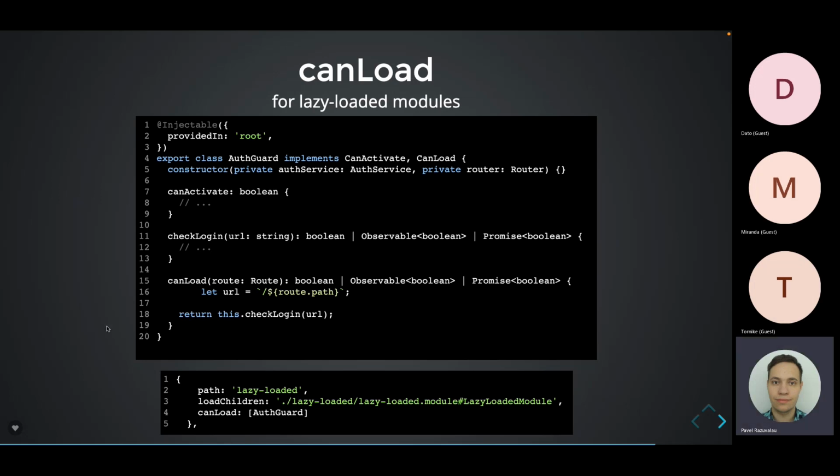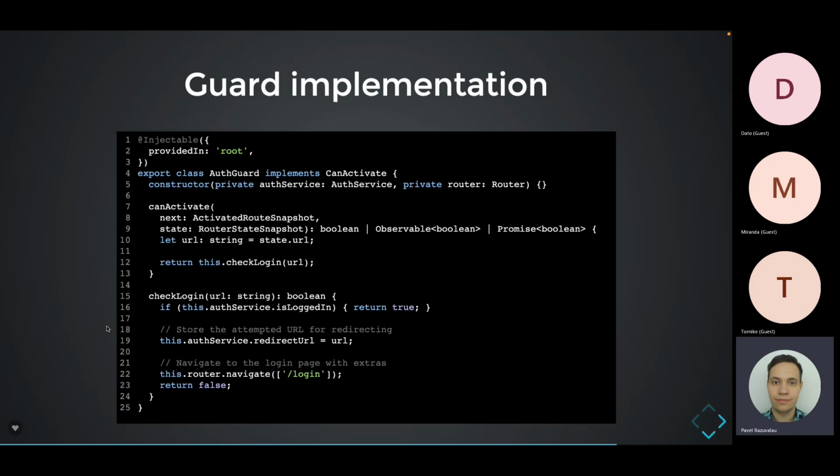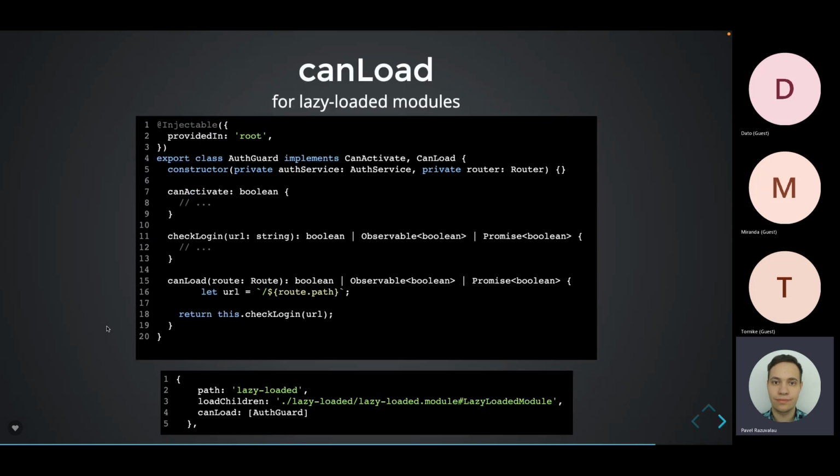So what's actually the canLoad? This is actually the same as the canActivate, but canActivate prohibits just the navigation, and the canLoad will prevent the loading of the lazy loaded module. So if we just specify the canActivate property, the feature module will be loaded, but the navigation won't occur.